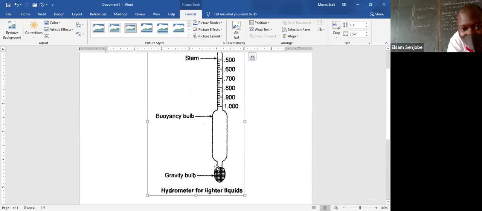Okay, so that is a hydrometer, and those are the parts. If you have any question, you can go on to ask.